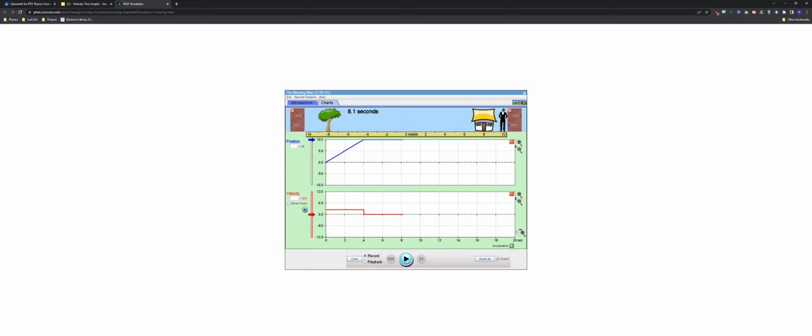And so at 8 seconds, at 6 seconds, at 4 seconds, his velocity was 0, which is why you see the line on your velocity time graph on the bottom. The line is at 0, or y-axis of 0.